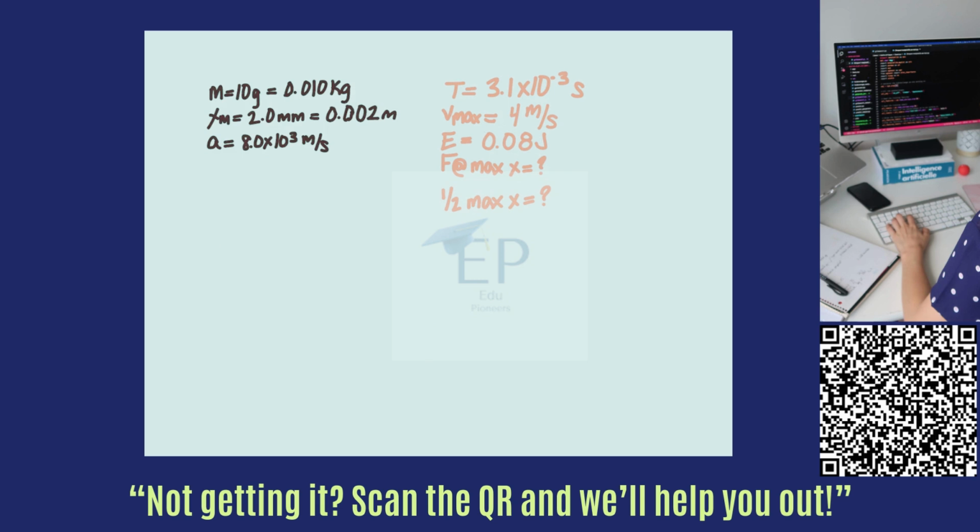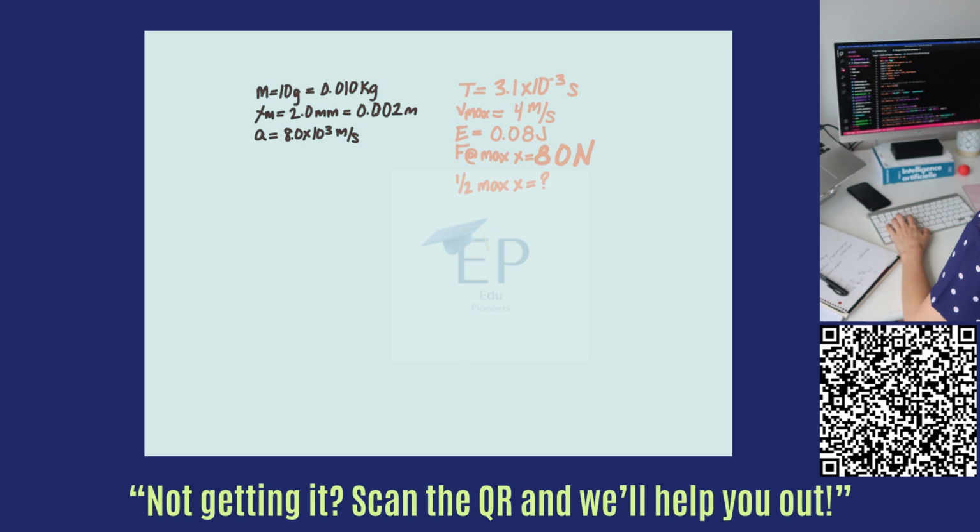All right, next is finding our maximum force. So we have F equals ma. So our force is our mass, which is 0.010, times our acceleration, which is 8 times 10 to the third meters per second squared. So our max force ends up being 80 newtons.